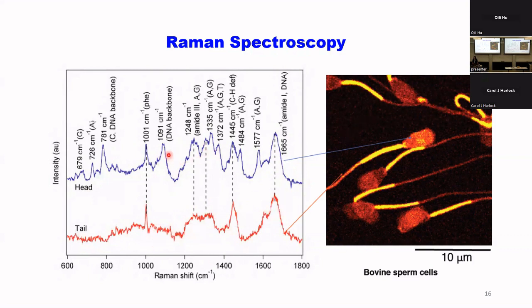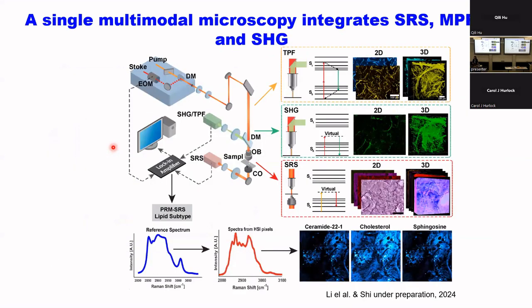So in this way, you can see that if we want to image the DNA spatial distribution, we simply pick this peak 1091 to image, or pick 781 to image the DNA. So how do we achieve that video rate? In the lab, we integrate this SRS microscopy with different imaging modalities. TPF here is 2-photon fluorescence. From the title, it's MPF, multiphoton fluorescence.